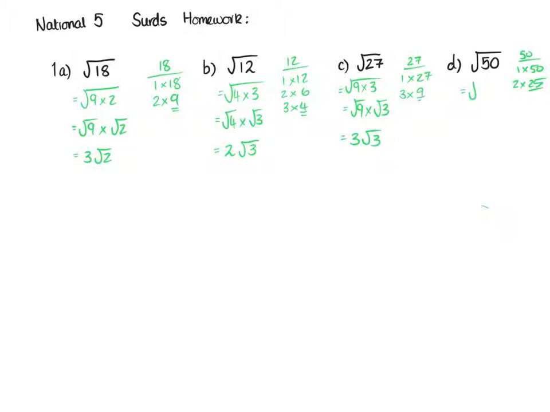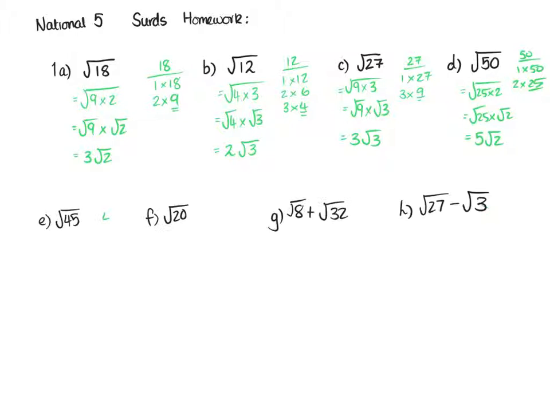So square root of 25 times 2. So it's the square root of 25 times the square root of 2. So the square root of 25 is 5, the square root of 2 is just the square root of 2. There we go. Right, so magically E, F, G and H have appeared. So let's go on with E. So we've got 45. So we've got 1 times 45.